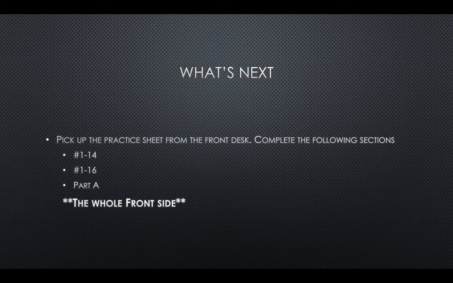So now that you have that table filled out, okay, you're going to hold on to that and use that as a resource for the upcoming days. What I would like for you to do now is from the front desk, I want you to complete the following sections on that handout. It's going to provide you some practice in recognizing between physical properties and chemical properties. You're going to be doing number 1 through 14, 1 through 16, and part A. It's really just the whole front side of that worksheet.